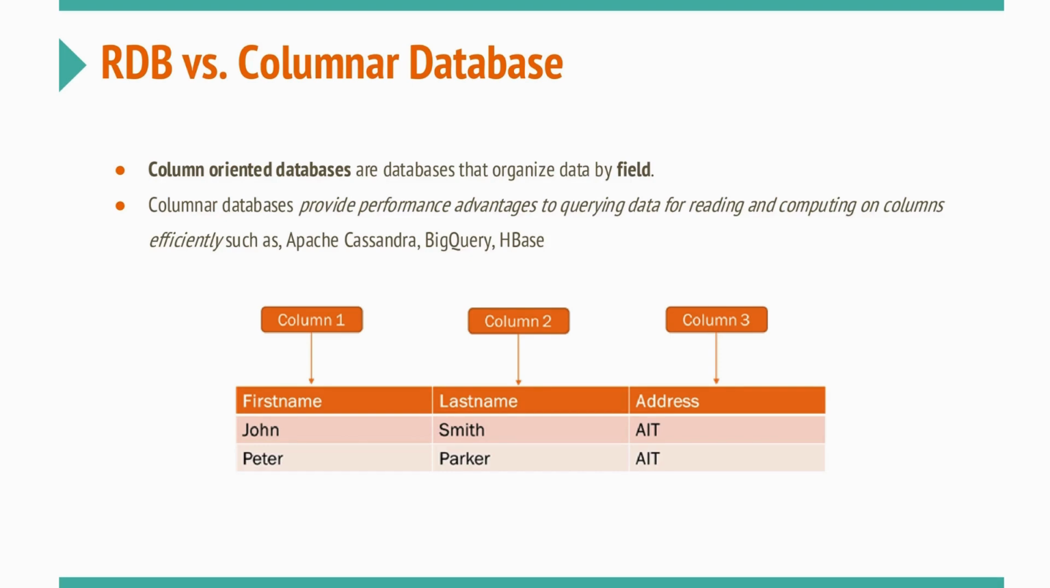This approach gives a massive performance advantage when you only need to read a few columns from a very large number of rows. Imagine you have a billion users and you just want to calculate the average age. A columnar database can just read the age column, ignoring all the other data, making the query incredibly fast. This is why systems like Apache Cassandra and Google's BigQuery are so powerful for analytics.